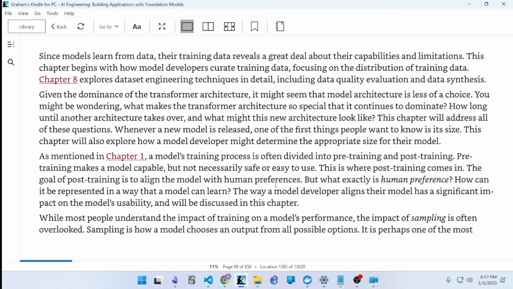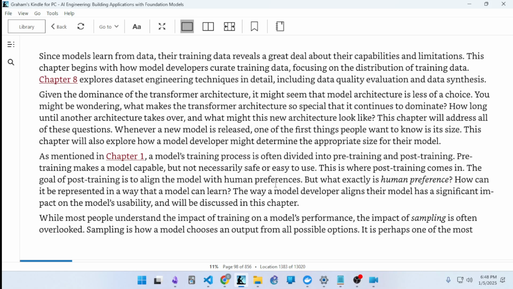Since models learn from data, their training data reveals a great deal about their capabilities and limitations. This chapter begins with how model developers curate training data, focusing on the distribution of training data. Chapter 8 explores dataset engineering techniques in detail, including data quality evaluation and data synthesis. Given the dominance of the transformer architecture, it might seem that model architecture is less of a choice. You might be wondering what makes the transformer architecture so special that it continues to dominate. How long until another architecture takes over? And what might this new architecture look like? This chapter will address all of these questions.